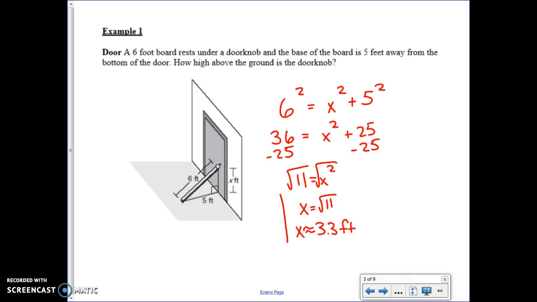So, depending on your directions here, which didn't say which answer they wanted, but depending on which one it's requesting, the exact answer is the square root of 11. The approximate answer would be about 3.3 feet.